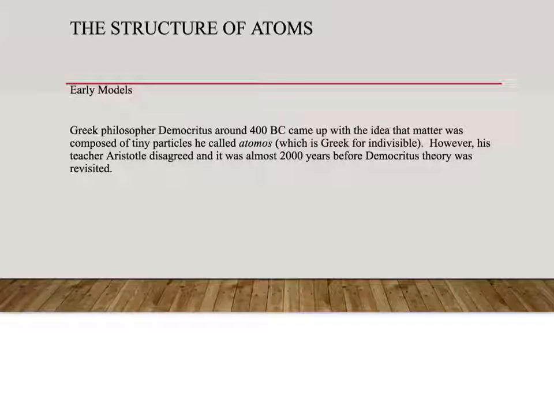So some of the early models, the first one was a Greek philosopher by the name of Democritus, and it was around 400 BC, and he came up with the idea that matter was composed of tiny particles that he called atomos, which was Greek for indivisible, and of course that's where we derived the word atom from.